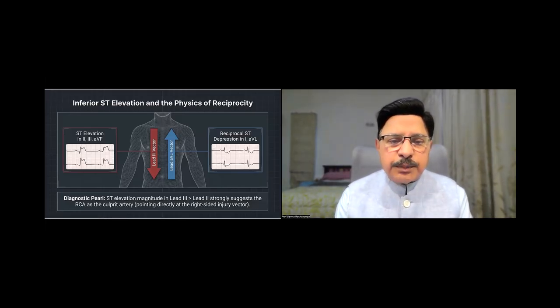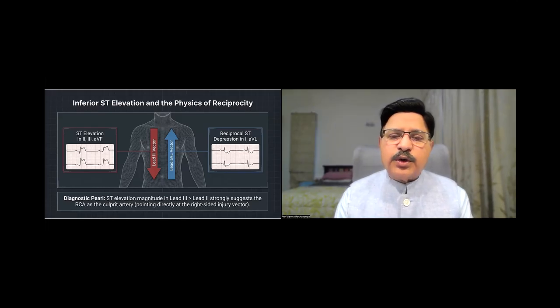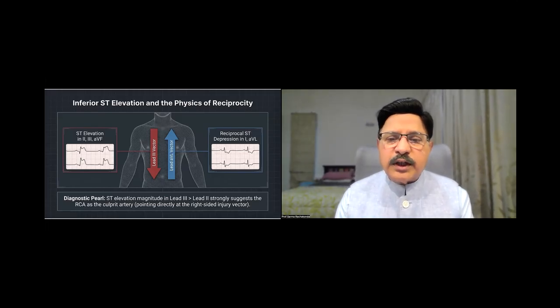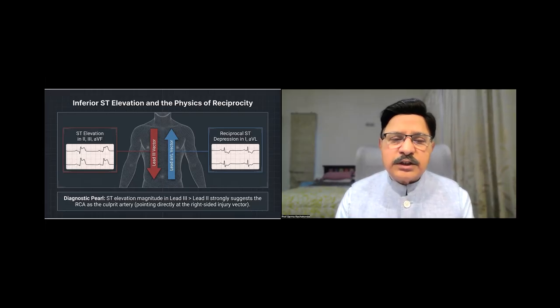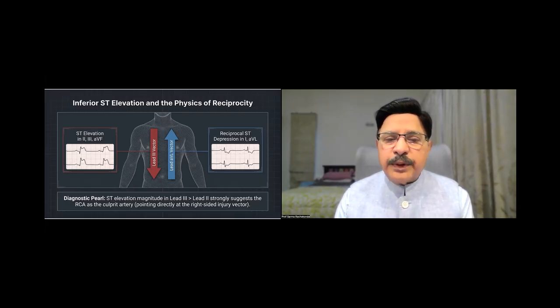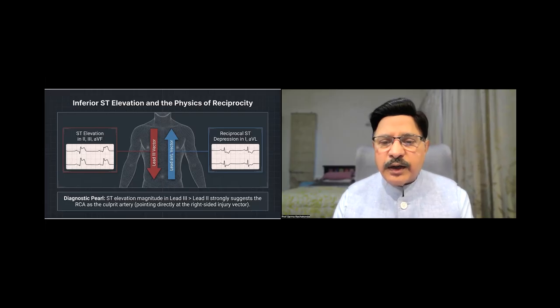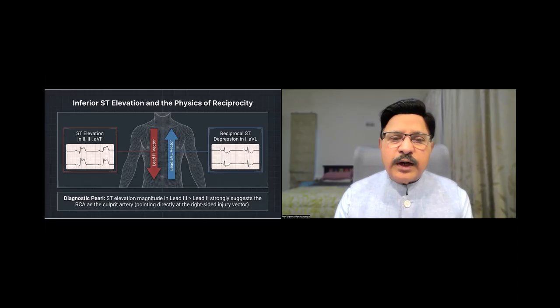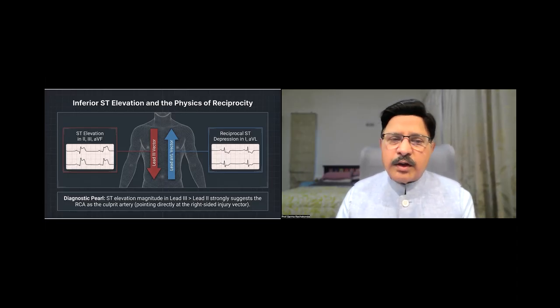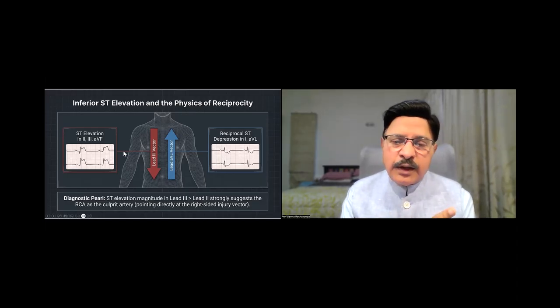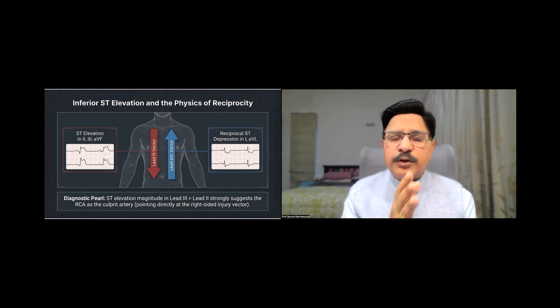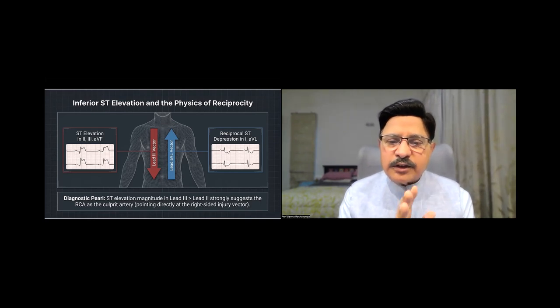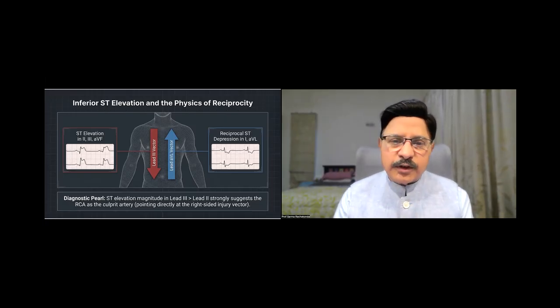What is the diagnostic part? ST elevation magnitude in lead 3 much more than lead 2 strongly suggests RCA as the culprit artery, pointing directly to the right-sided injury vector. What do I have to do? If L2, L3, and AVF all show ST segment elevation, is the elevation more in L3 compared to L2? If it is more in L3, it is suggestive of right-sided injury. RCA is the culprit vessel.